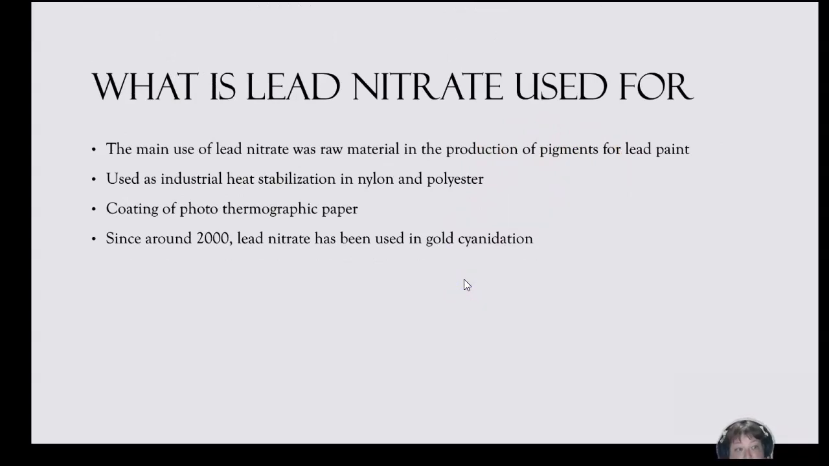What is lead nitrate used for? The main use of lead nitrate was as a raw material in the production of pigments for lead paint, used as a heat stabilizer in nylon and polyester, and in the coating of photothermographic paper. Since around 2000, lead nitrate has been used in gold cyanidation.